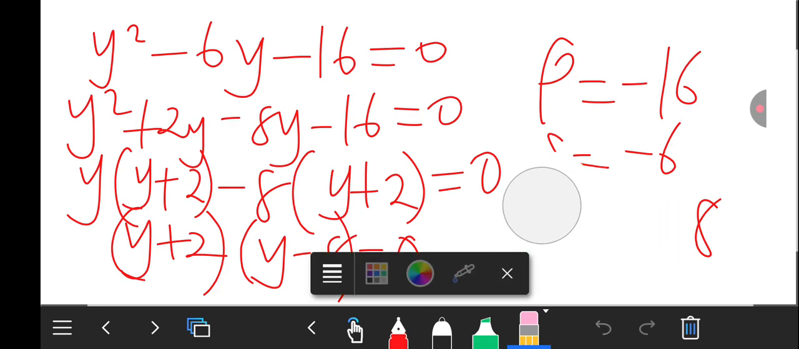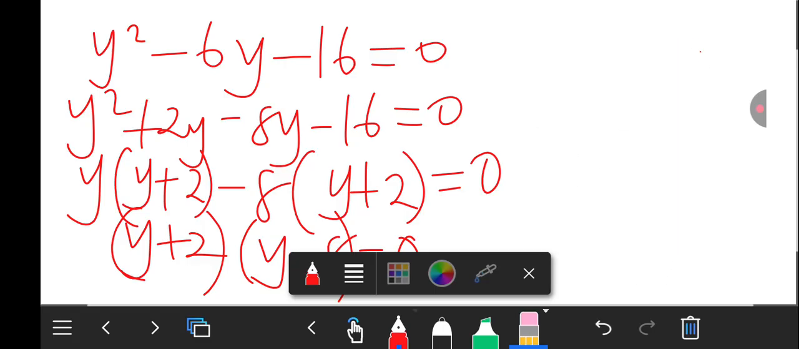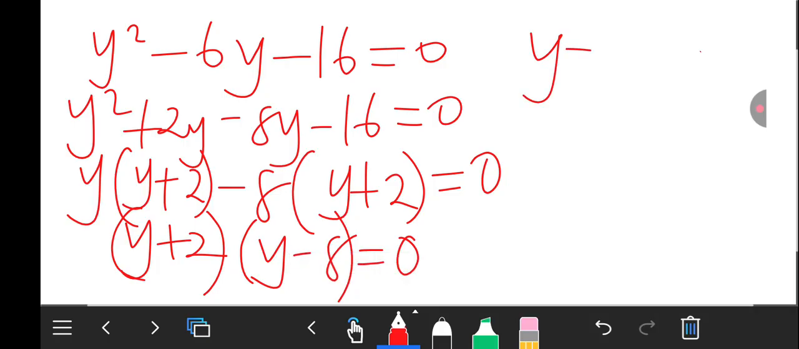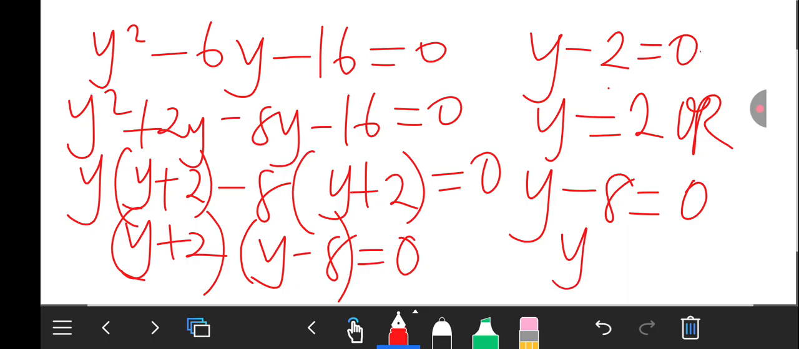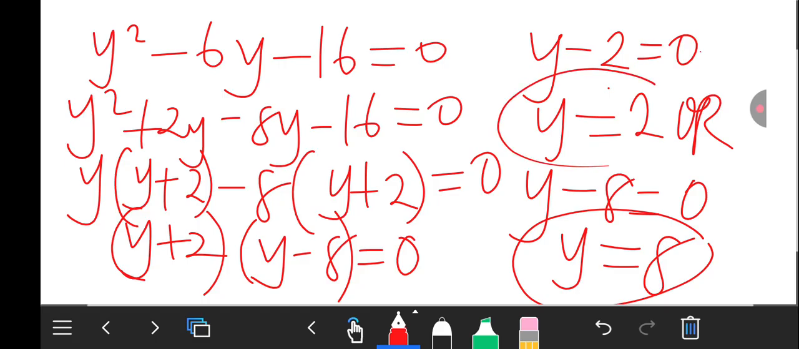Let me just rub this 8. So from the first one, we can say y plus 2 is equal to 0. So y is simply, we find the additive inverse, negative 2 goes to the other side, that is negative 2. Or the other solution is y minus 8 is equal to 0. So y is equal to what? 8. But these are not the final solutions.